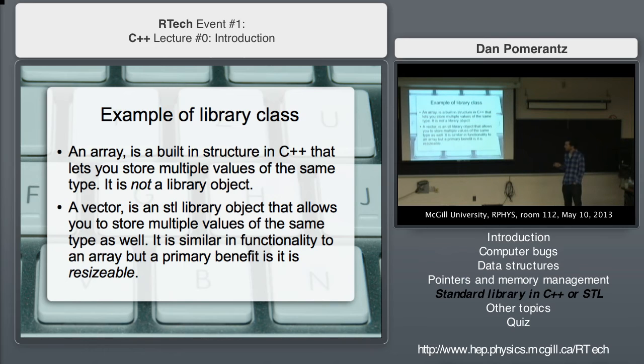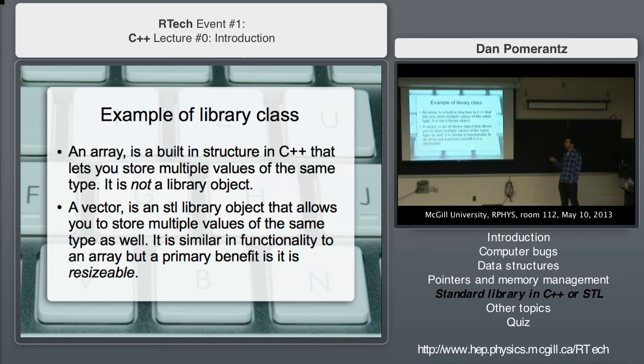So, an example of a library object. We know about arrays, hopefully. An array is a built-in structure in C++ that lets you store multiple values of the same type. It's not a library object, it's just built into the language itself. So if I want to store 100 values, I could create an array and put 100 values, if they're all the same type, into that array. Not a library object because it's built into the language.